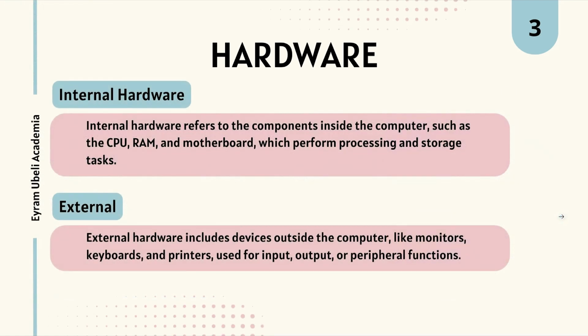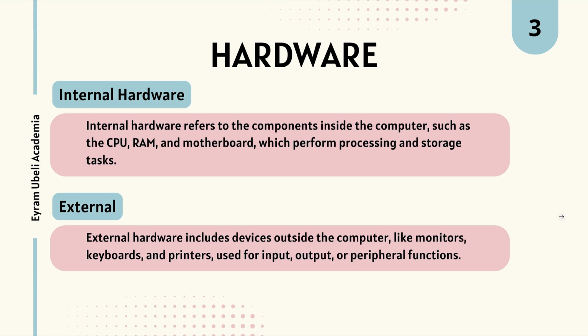There are two types of hardware. We have internal hardware and external hardware. Internal hardware refers to the components inside the computer, such as the CPU, RAM, and motherboard, which perform processing and storage tasks, whilst external hardware include devices outside the computer, like monitors, keyboards, and printers, used for input, output, or peripheral functions.